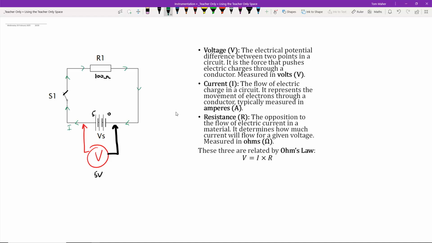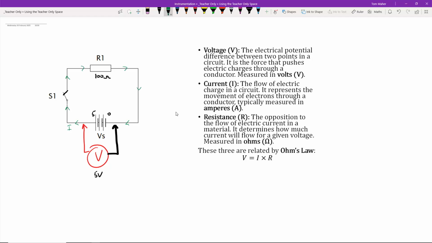I, capital I, is the letter that we use for current. And as it only has a single path to flow, the current all through the circuit will be the same. So it doesn't matter where we go along the circuit, the current will be the same at every point in the circuit. Okay.